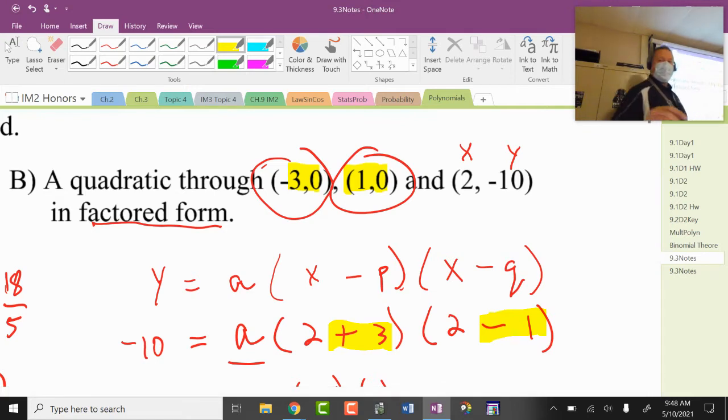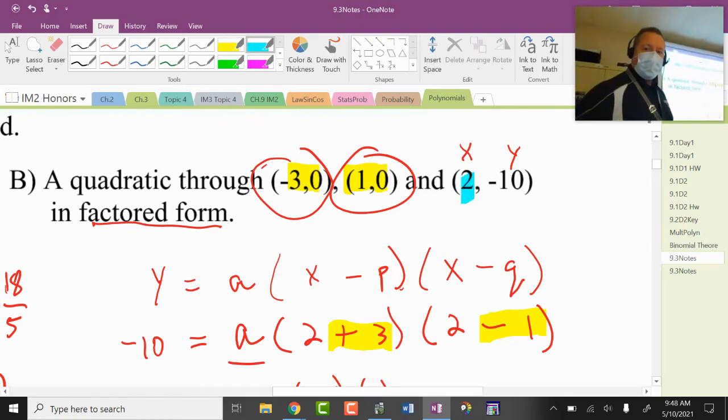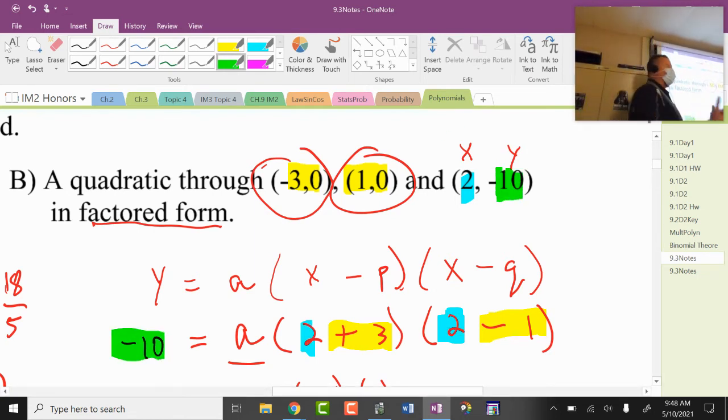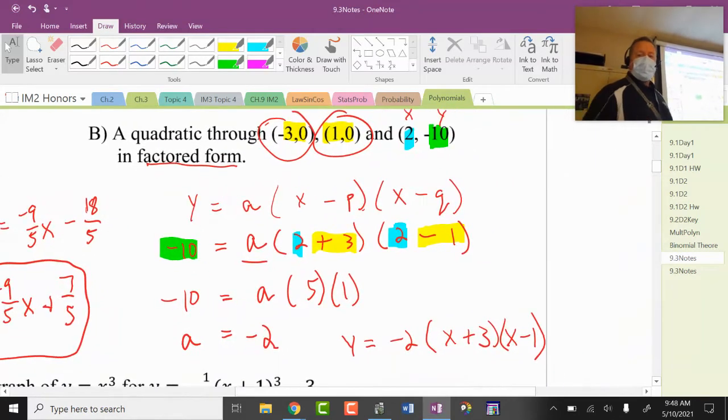And then what's the point of this other coordinate? The point of this other coordinate is actually to establish an a value, to establish is my parabola going up or down. So I plug that in for x, and then -10 for y. And then what that leaves is that mysterious a value. Which direction is this parabola going with those two x-intercepts and that given other random coordinate? All right. And then when you finish this off, you get a -2. So that's what that is in factored form.